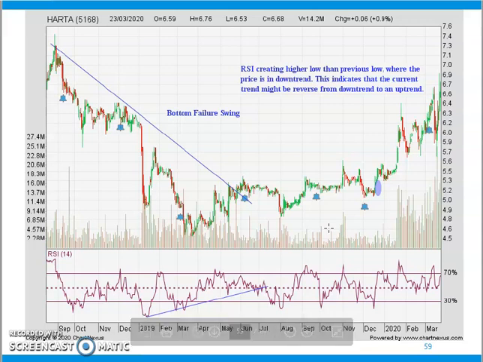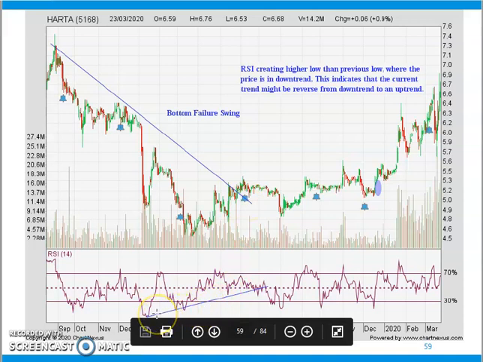For a bottom failure swing, it is the other way around from the top failure swing. A bottom failure swing happens during a downtrend. As we can see here, we can draw a downtrend line, and then we can see the RSI is showing a different trend from the price trend. Here the RSI is creating a higher high, a higher low.